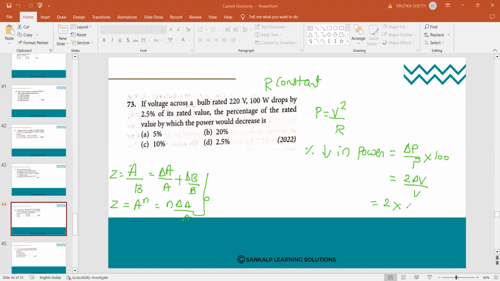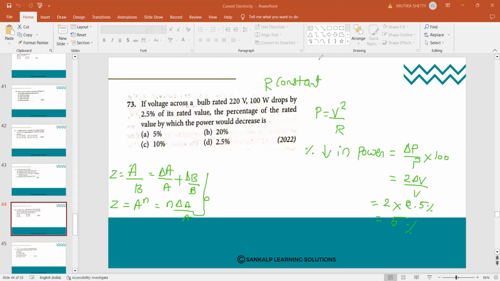This is equal to 2 into delta V by V. The voltage percentage change is given as 2.5%. So 2.5 into 2, it is nothing but 5%, which is the answer. Yes. So in first year, I think you studied units and measurements, combination of errors. If you have power, then for the error calculation, the power number into the relative error. Here the percentage error is given as 2.5%. Therefore the simplification is as shown. I hope it is clear.